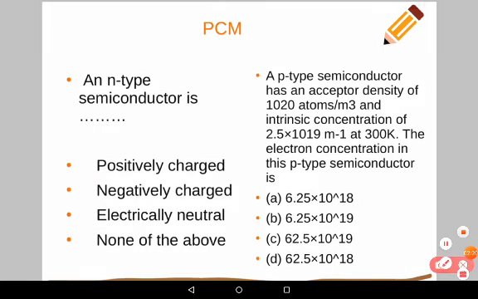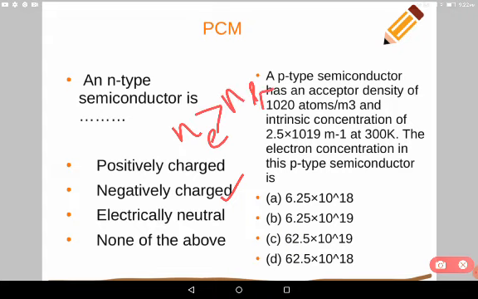The next question is, an n-type semiconductor is positively charged, negatively charged, electrically neutral, none of the above. Actually, you will have a temptation to answer this question as negatively charged. Why? Because n-type means the number of electrons is greater than the number of holes, and hence it will be negatively charged. But remember the fact that n-type semiconductor is electrically neutral. Okay?